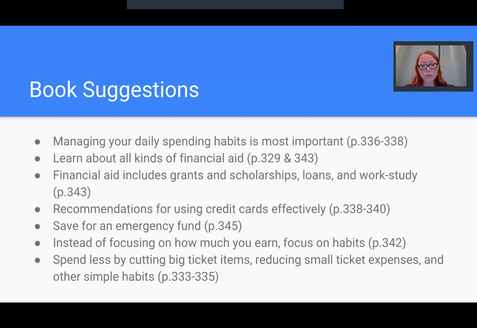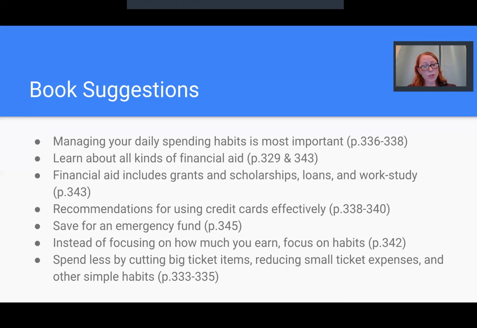There are good ways to use credit cards. So you want to be careful of that and just look at the suggestions in the book about how to use them. It can help you build your credit, but you don't want it to get overwhelming to where you can't pay it off. That's already happened to many people, and it's very difficult after a while.